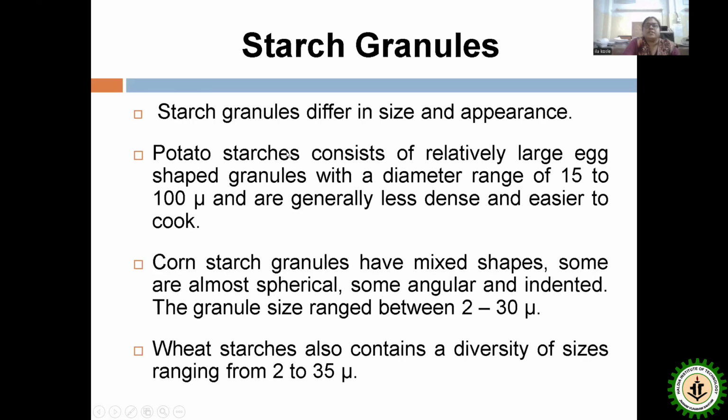Now, the starch granules differ in size and appearance. Potato starch consists of relatively large egg-shaped or oval-shaped granules with a diameter ranging from 15 to 100 micron and are generally less dense and easier to cook. On the other hand, cornstarch granules have mixed shapes. Some are almost spherical, some are angular and indented, and their size usually ranges from 2 to 30 micron. Wheat starch also contains a diversity of sizes, ranging from 2 to 35 micron.